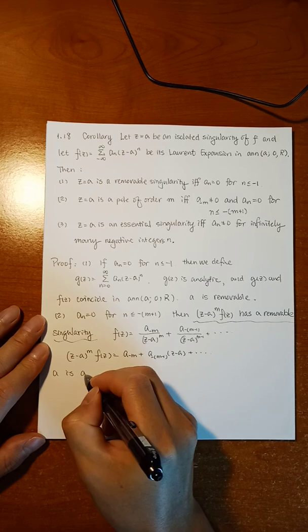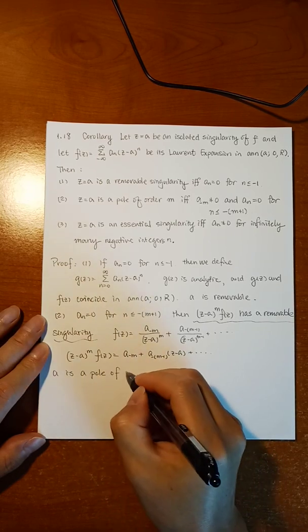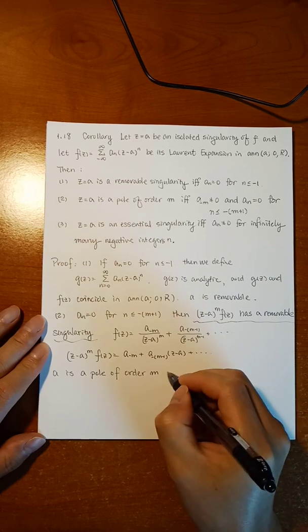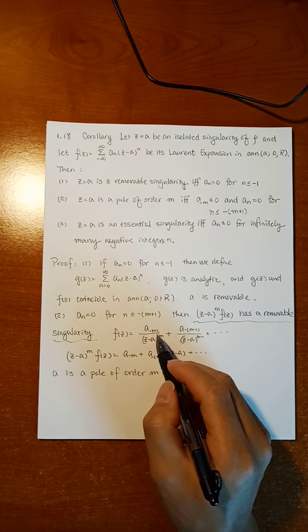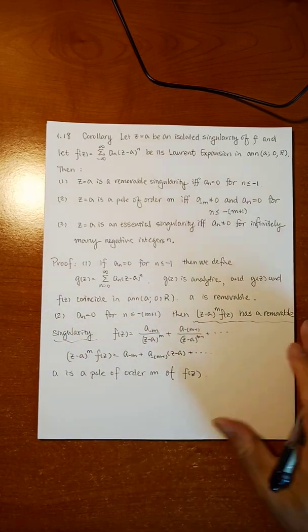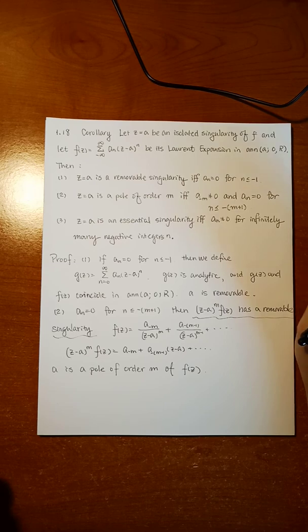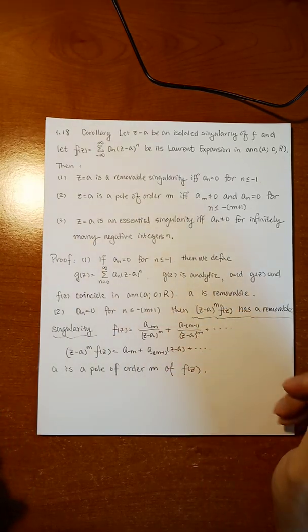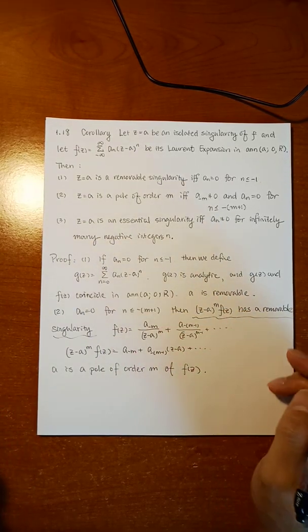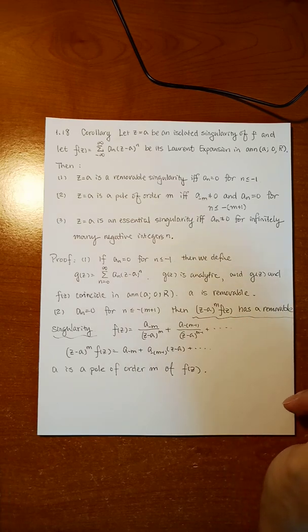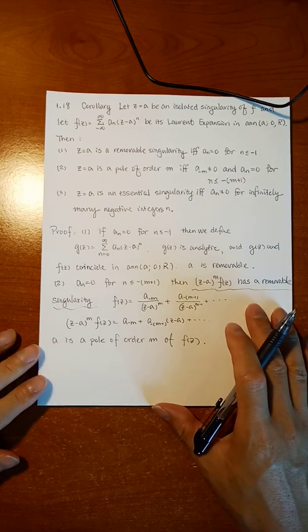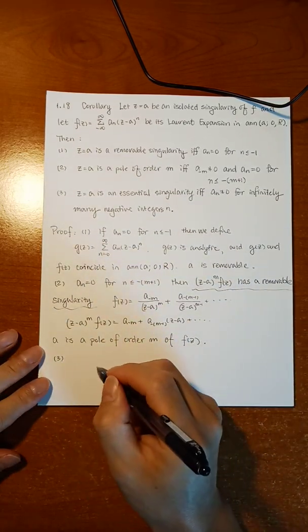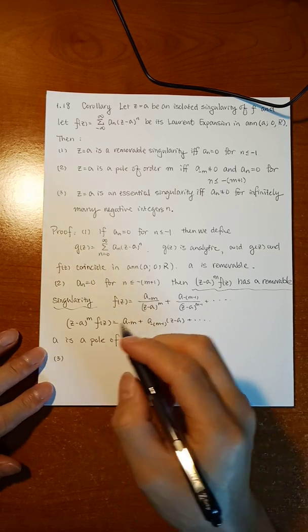And this is the definition: a is a pole of order m of f of z. Oh, be careful. We assume this a sub negative m is non-zero, so it's definitely a pole of order m. Okay. And the other direction was discussed, and also it was a property right after we introduced the pole. Okay, and case 3, f has an essential singularity.